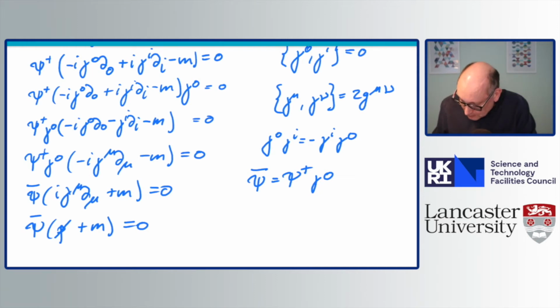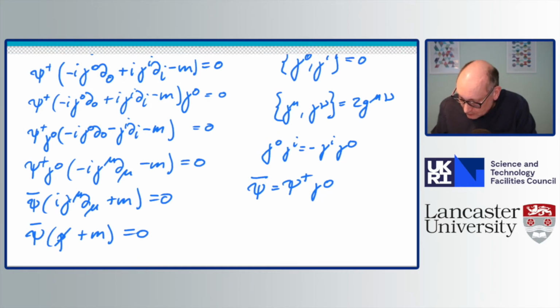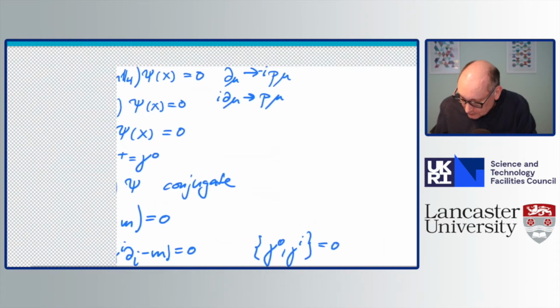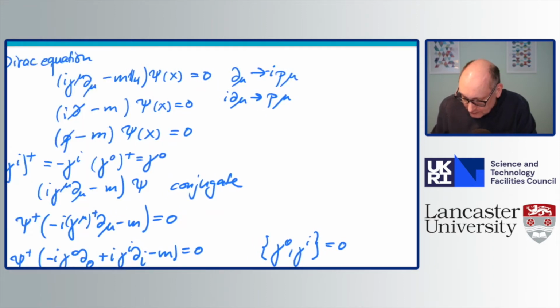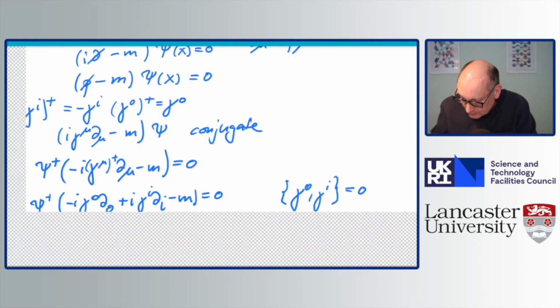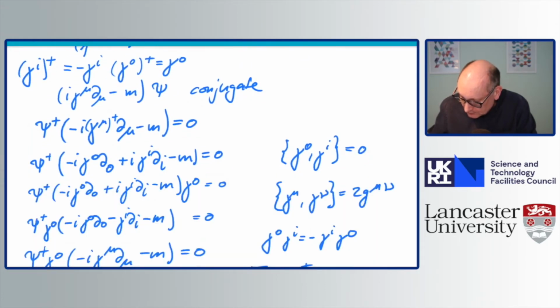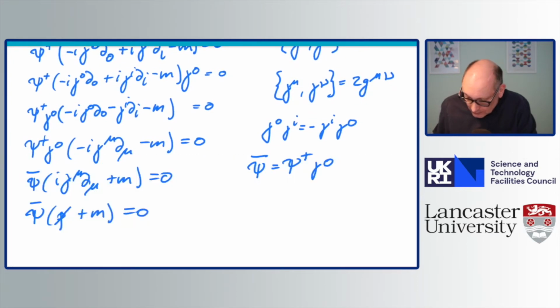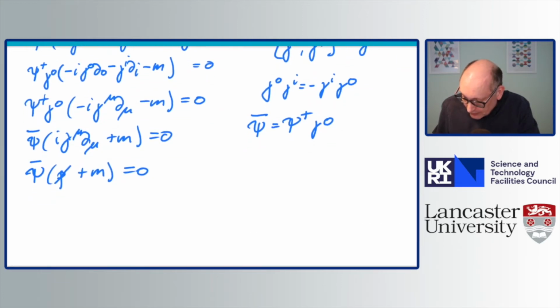So psi bar solves a Dirac equation that says p slash plus m equal to 0, whereas psi solves a Dirac equation that says p slash minus m acting on psi is equal to 0. The difference is the sign on the term m. And of course that implies a change in the energy level also at p equals 0.